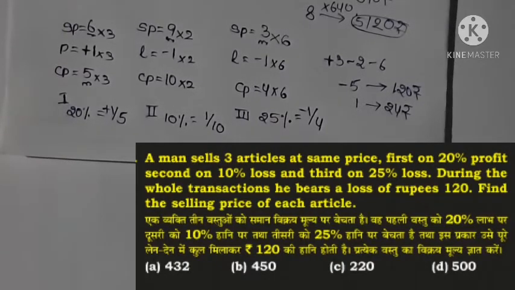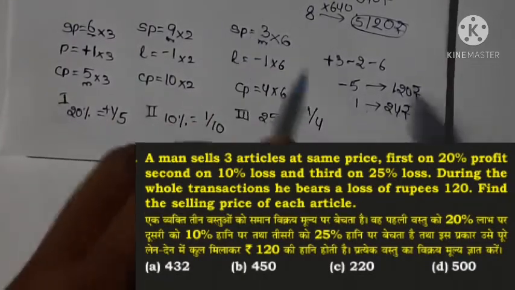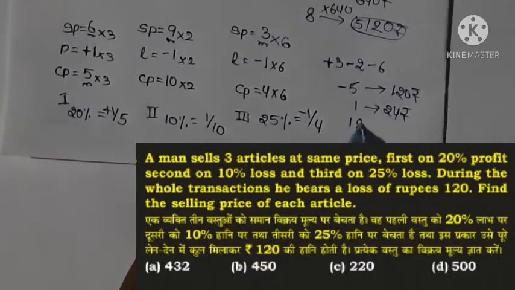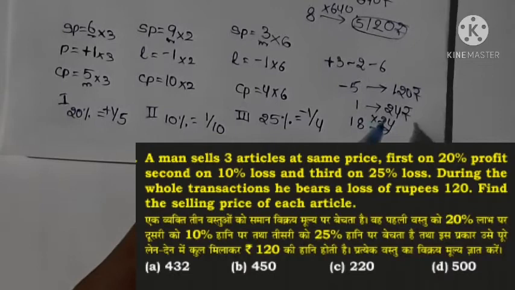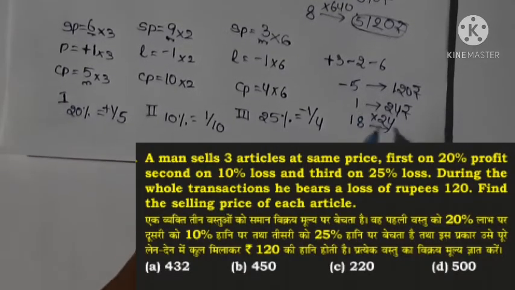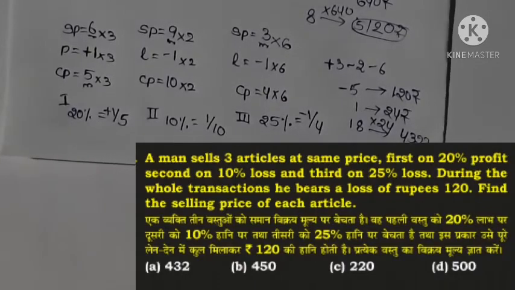So find the selling price of each article. Say the selling price is 18 units. So 18 units is equal to 18 into 24. So the value is equal to 432 rupees.